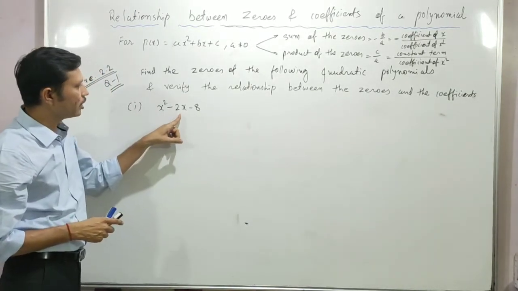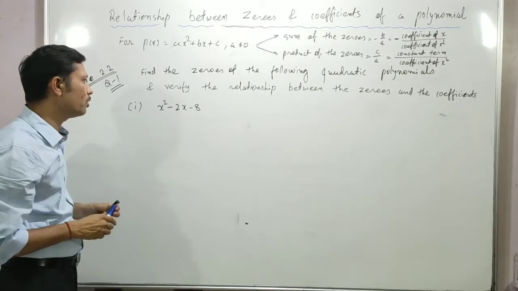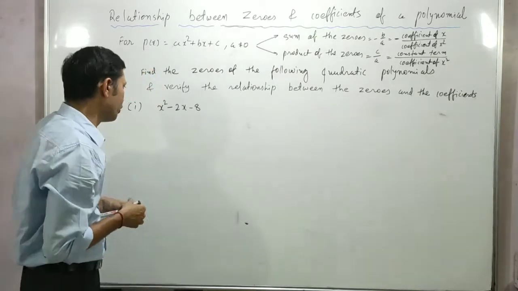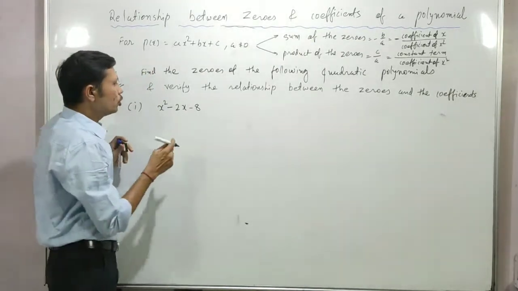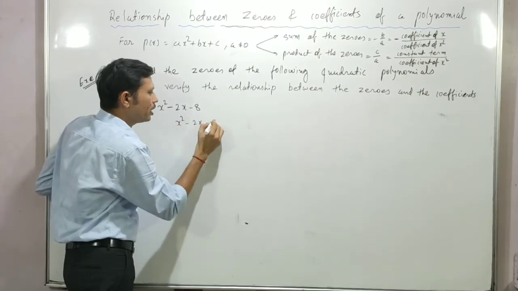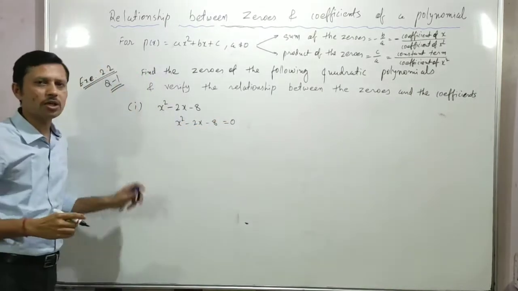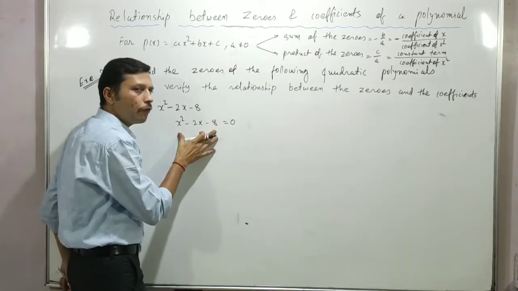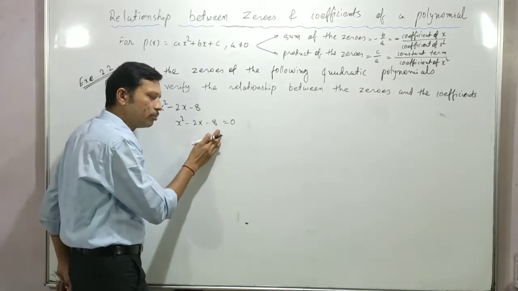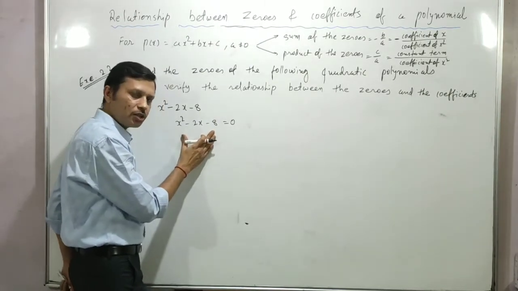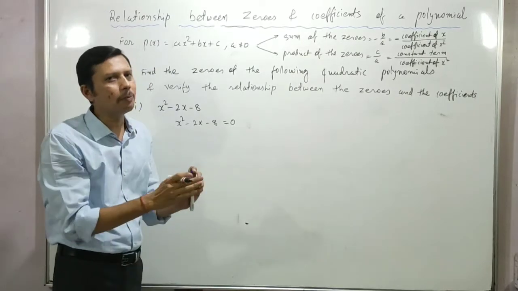Okay. The very first example that I have taken is x square minus 2x minus 8. This polynomial we have. First of all, we calculate the zeros of this polynomial, right? So for that, I will compare x square minus 2x minus 8 with 0 because I want to find out the zeros of this polynomial. Now I have to factorize this, and it's a trinomial. It's not a perfect square trinomial. So we will do the factorization by splitting the middle term.